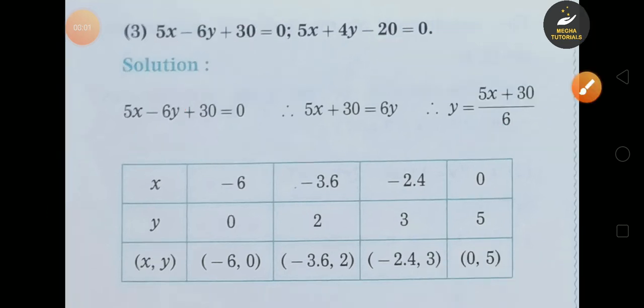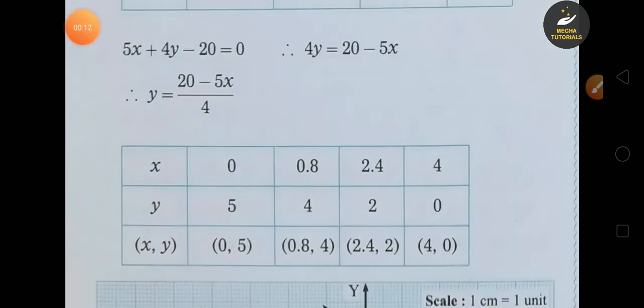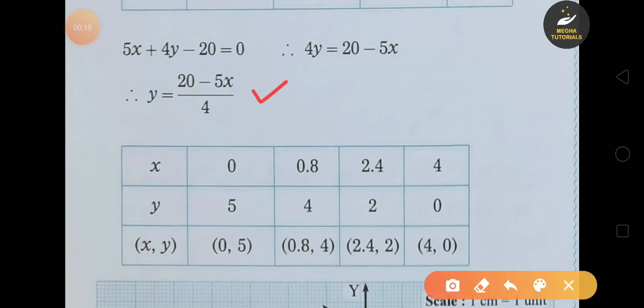Okay. So जो values हम लोगों ने discuss किए हैं वो आपको notebook में note down करने हैं and वो values लेके आपको graph plot करना है. ठीक है. So let's go to the second equation that is 5x plus 4y minus 20 is equal to 0. So using transposition you can get y is equal to (20 minus 5x) upon 4. Again in this case also आपको x के values assume करने हैं so that you can get the values of y.